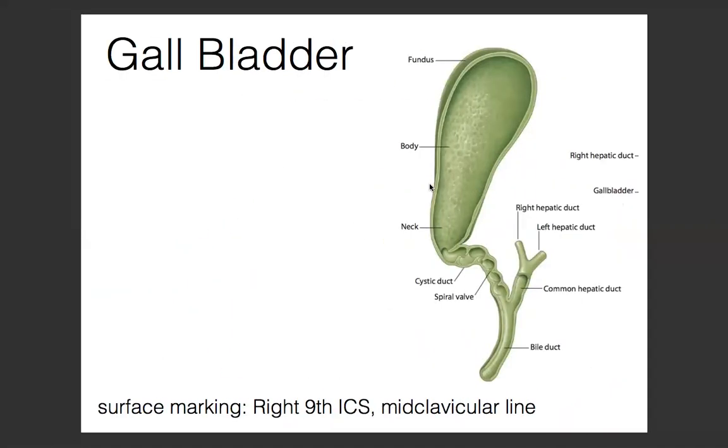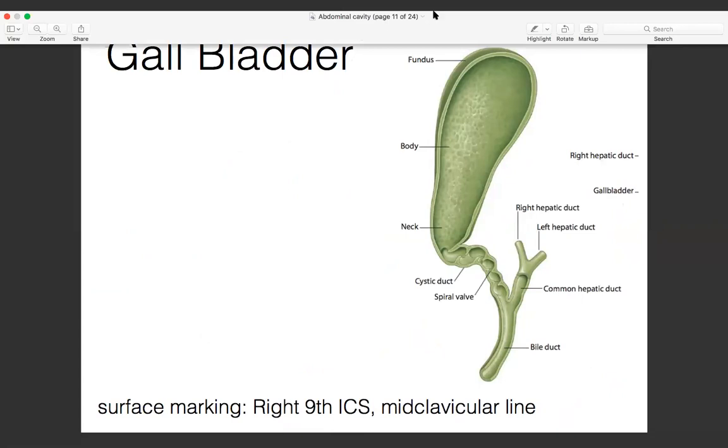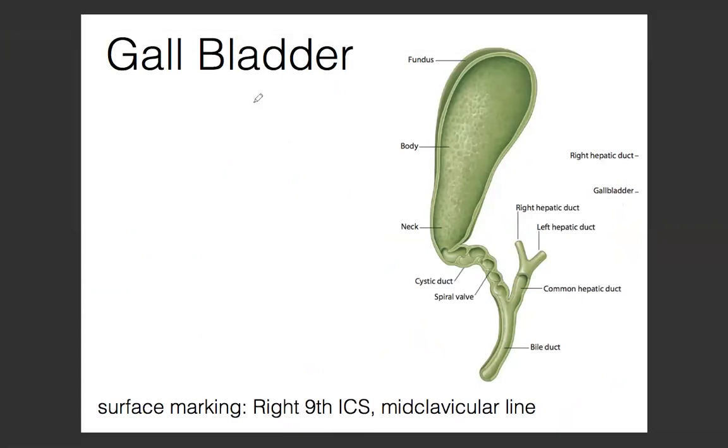Yeah. So this is the last thing we stopped. We were talking about the gallbladder, and last thing we did was we highlighted an important fact: the surface anatomy or surface marking of the gallbladder is at the right 9th intercostal space, mid-clavicular line. Okay? We said this is a very important thing, especially for the DR exam. Okay?